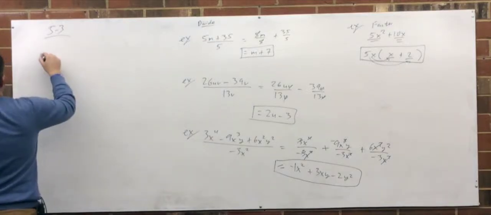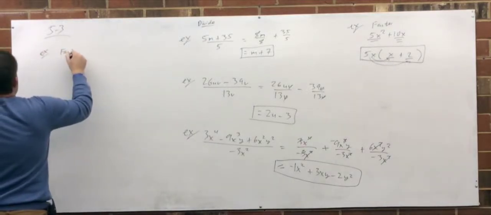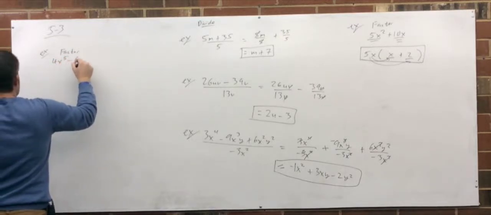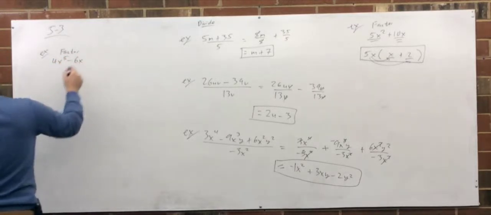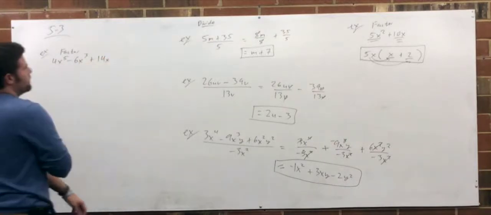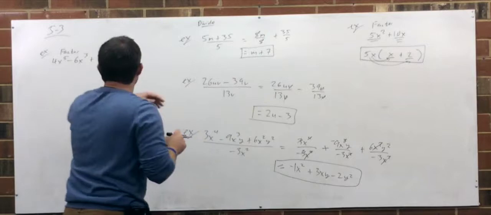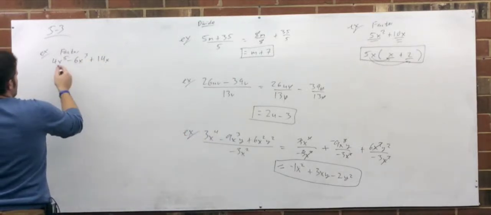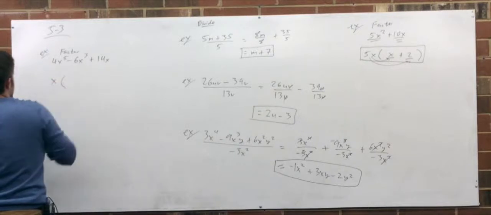Let's say factor 4x to the 5th minus 6x cubed plus 14x. So just like we did in the previous example, we're looking for the greatest common factor of all these, and I'm going to start with the variable. Well, the largest x I can pull out is just x.